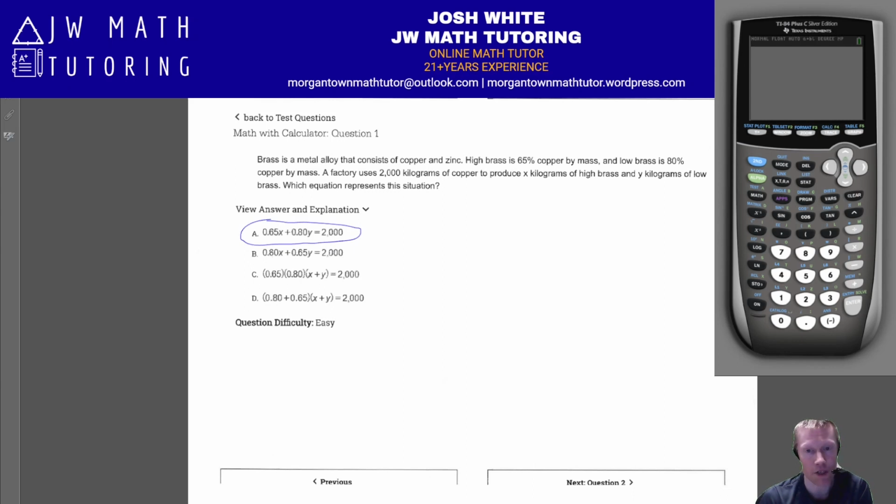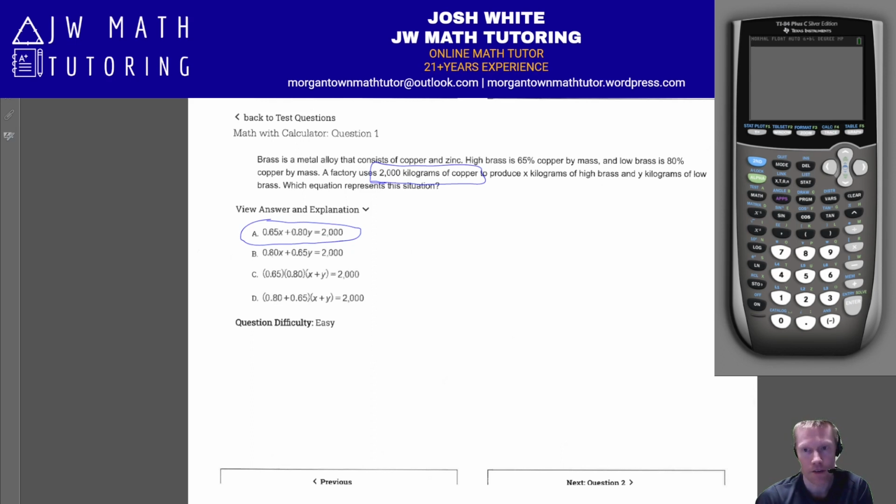The reason for that is because if you look at what you're told, you have high brass and you have low brass. High brass is x and low brass is y. The total amount of material that you're given is 2,000 kilograms of copper. So notice all these are equal to 2,000. That part's the same.